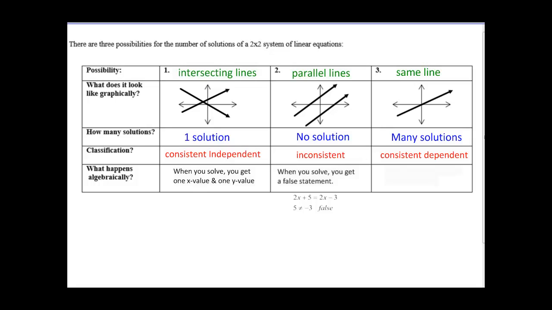With the same line, it's the same idea, but we do have a solution, so we're going to get a true statement, and that in terms just says, well, 5 equals 5, so that's all the time. So therefore we get many solutions, or many different points that actually solve it.